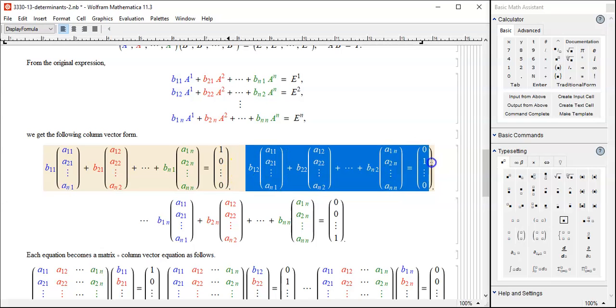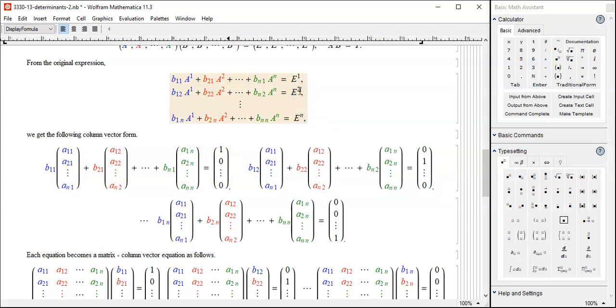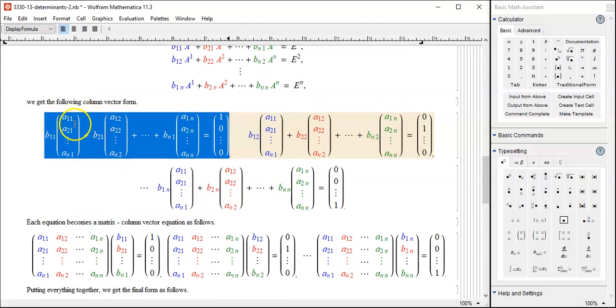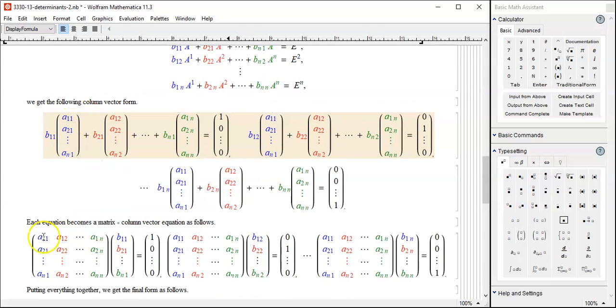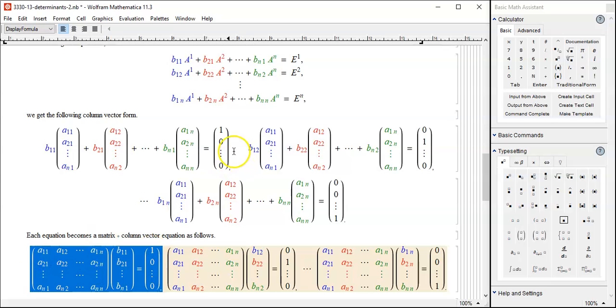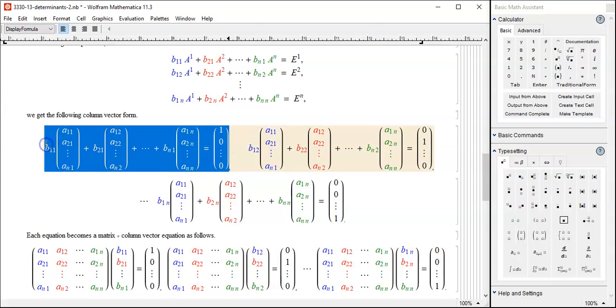Similarly, this one is equivalent to the second equation, and so on, and the last one is equivalent to the last line. Now, let's look at the first equation here. It is possible to put those A's together into a matrix A like this, and then get all those coefficients together as a column vector, and then the right hand side. This matrix equation will turn out to be equivalent to this vector equation.